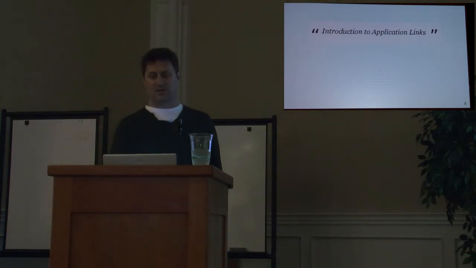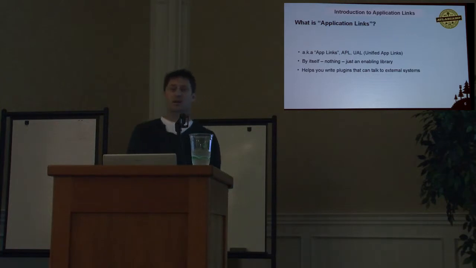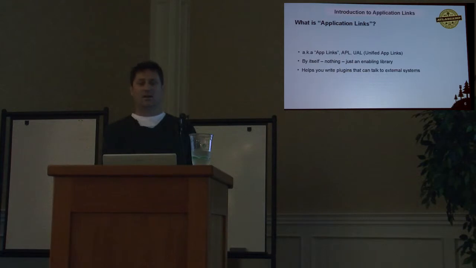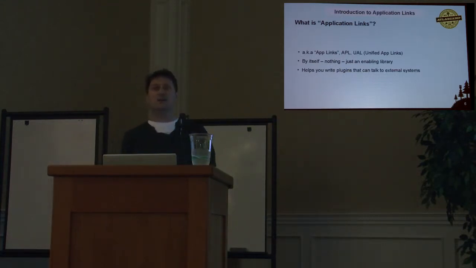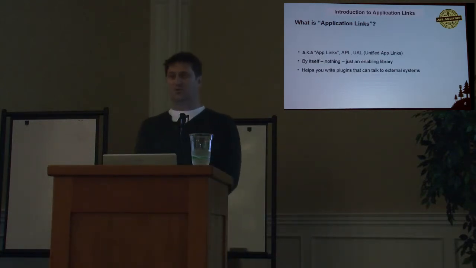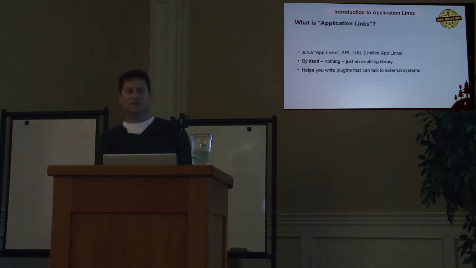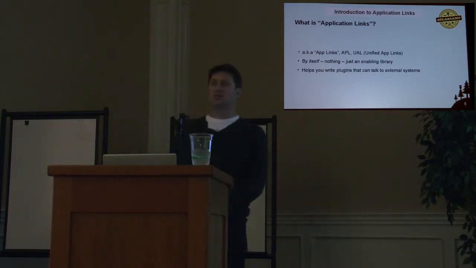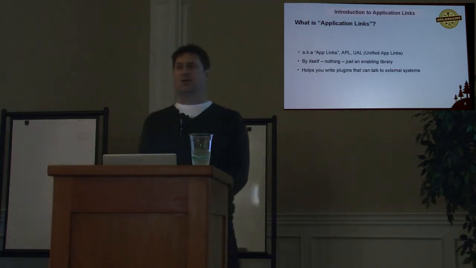So first of all, just to get us started, let's have a quick look at what AppLinks is, just for any of you that aren't aware. It's known by a few different names. We usually call it AppLinks for short. It's also known as APL. Anyway, that's its key in its JIRA instance. It's also called Unified AppLinks, or UAL. So they all mean the same thing. So if you hear those, don't get confused. Now, AppLinks by itself doesn't actually do anything. It's just there to enable you as a plugin developer to write cool integrations.